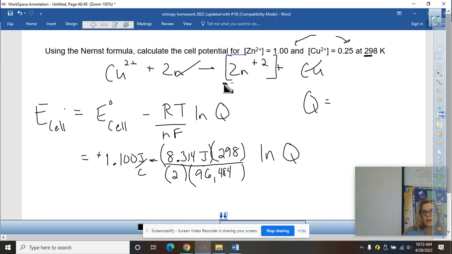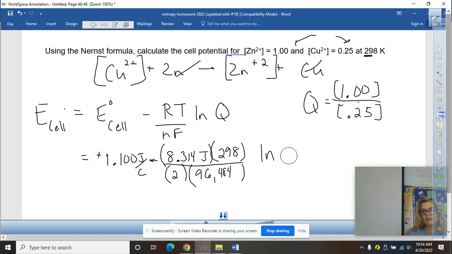This is my product, the Zn2+. This is my reactant, the copper. And so we're being told, so we're going to do Zn2+ over Cu2+. And we're told that the zinc is 1, and we're told that the copper is 0.25. Okay, and so this is going to give us our Q value, and this is 4.